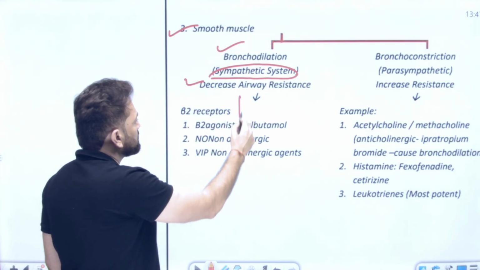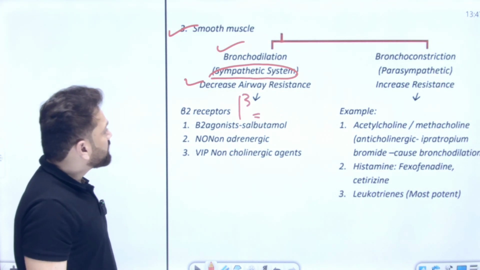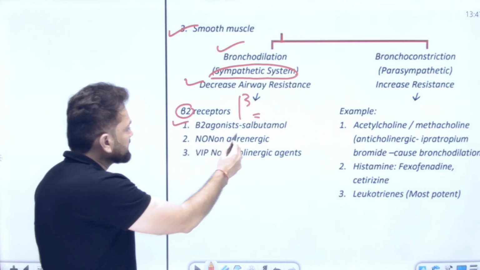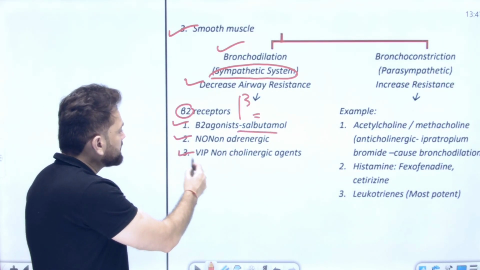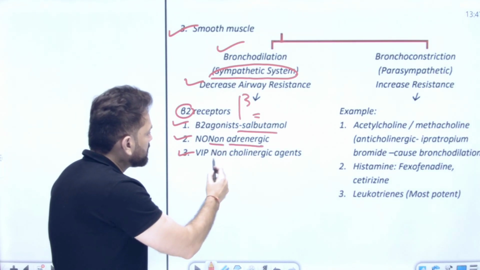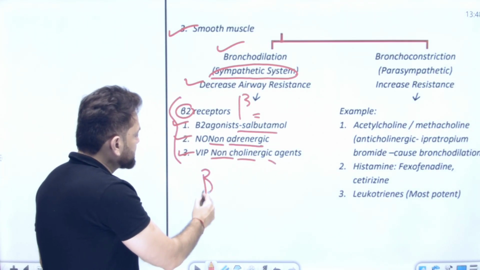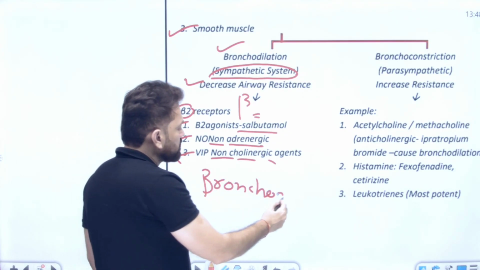Beta 2. It is acting on which receptor, doctor? Beta 2. That is why in asthma we give beta 2 agonists like salbutamol. We can also give nitric oxide and VIP. They are non-adrenergic, non-cholinergic agents which can cause bronchodilation. So these are causing bronchodilation.